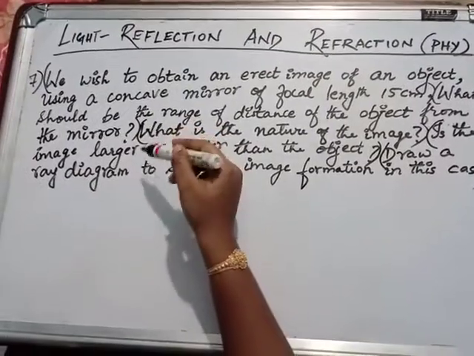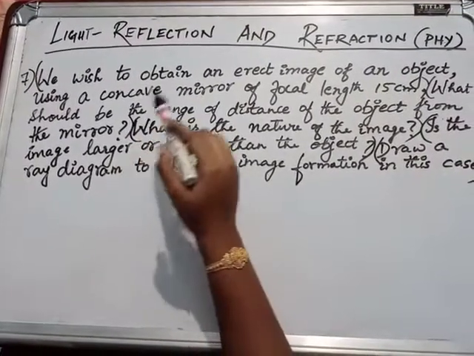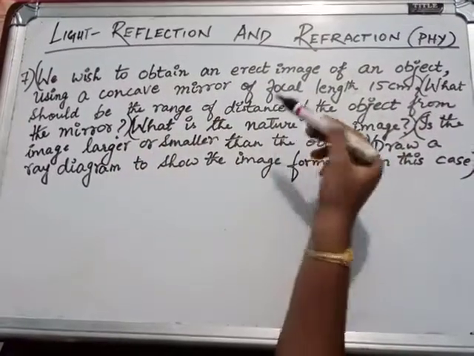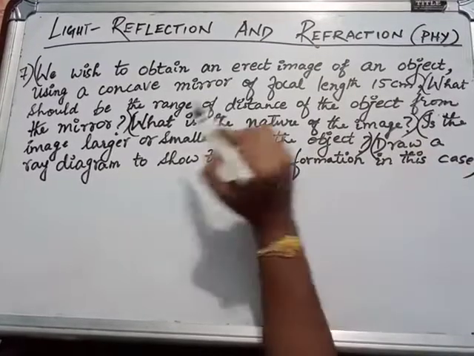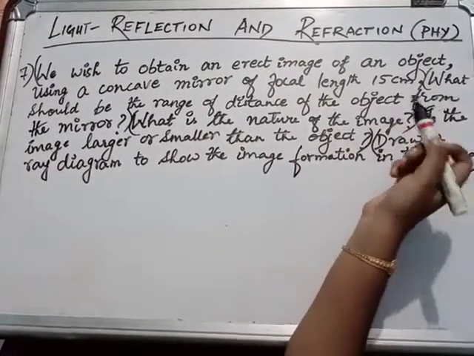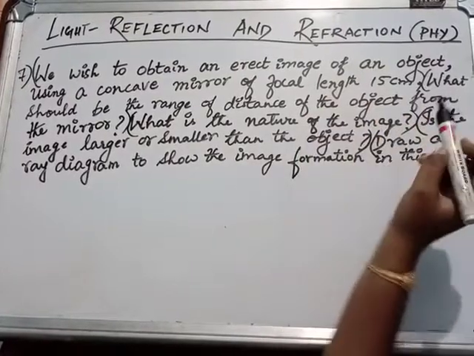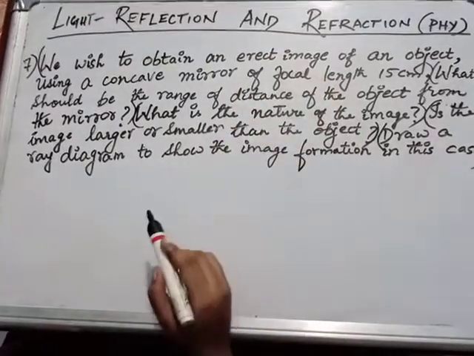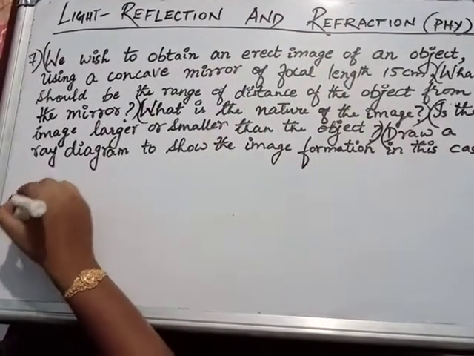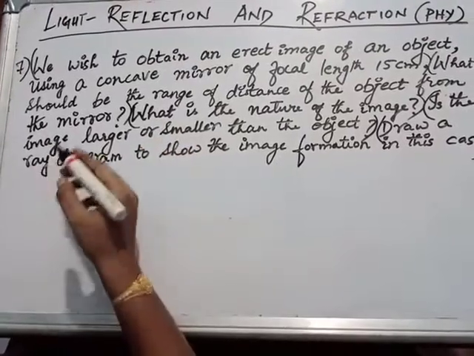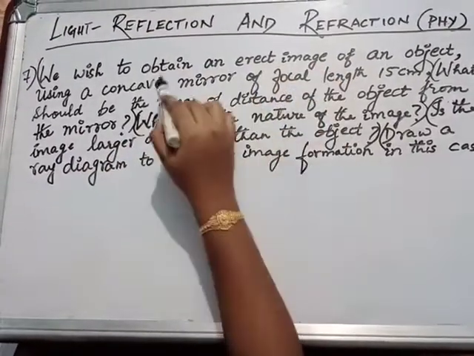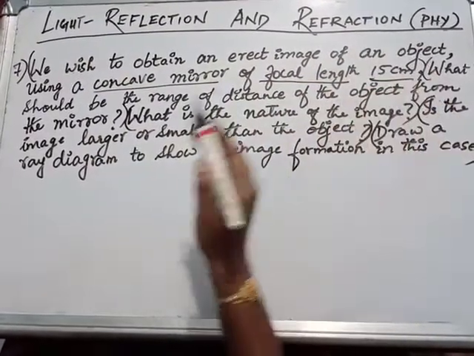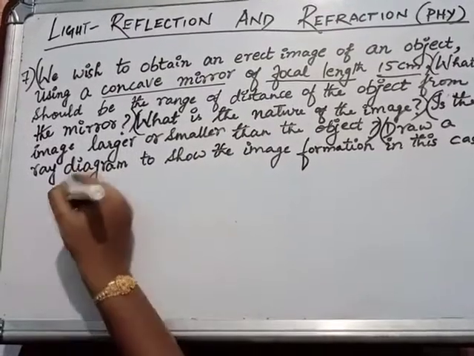So in one question, there are too many questions asked. What should be the range of distance of the object from the mirror? What is the nature of the image? Is the image larger or smaller than the object? Then after solving all these, we are asked to draw a ray diagram to show the image formation in this case. So first we'll go with whatever is given. There's a concave mirror and the focal length of the concave mirror is 15 centimeter. So we write that first, okay?